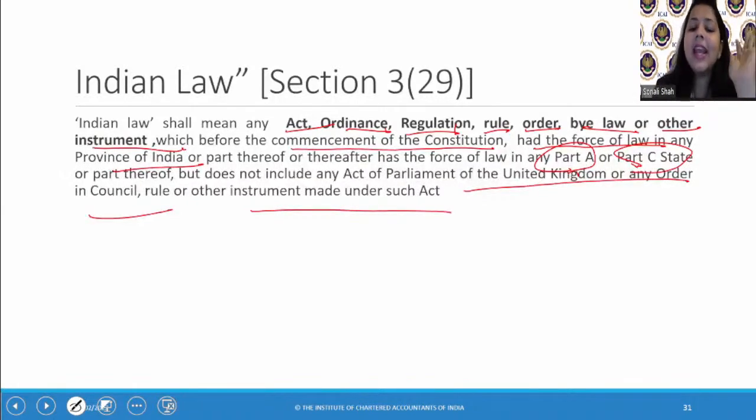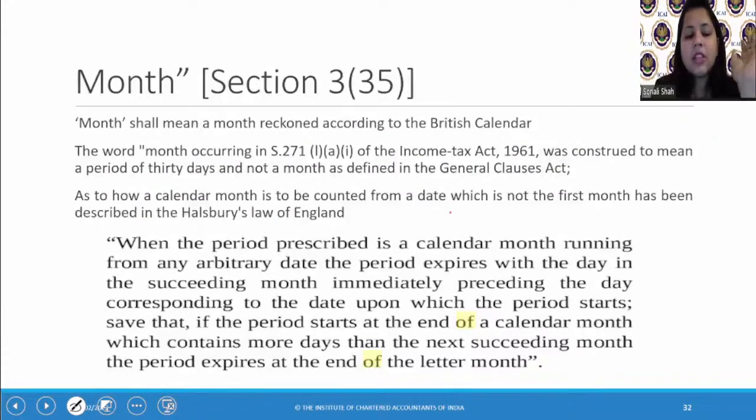So what it is saying, Indian law is any act, ordinance, regulation, rule, order, bylaw that were made before the commencement of the constitution and had force in part A and part C states. But if the law were made by the Parliament of the United Kingdom or by an order in council, which is by the British Queen, then it will not be considered as Indian law. This is what has been given here.